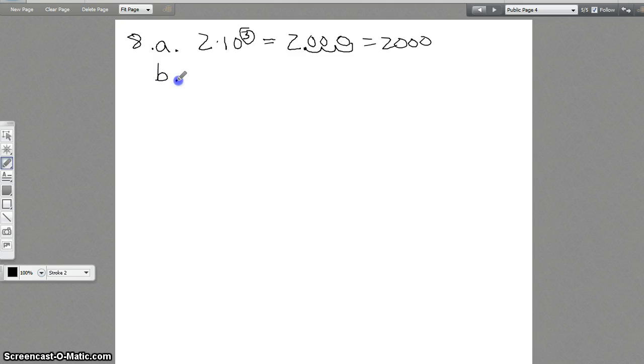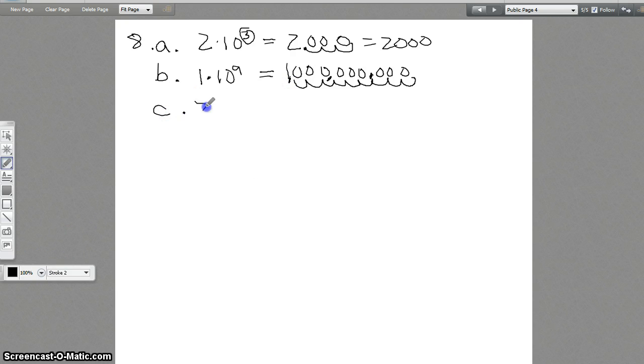Part B, we have 1 times 10 to the 9th. So we have a 1, and we have to move our decimal over 1, 2, 3, 4, 5, 6, 7, 8, 9 places. Put in our commas. That is 1,000,000,000.